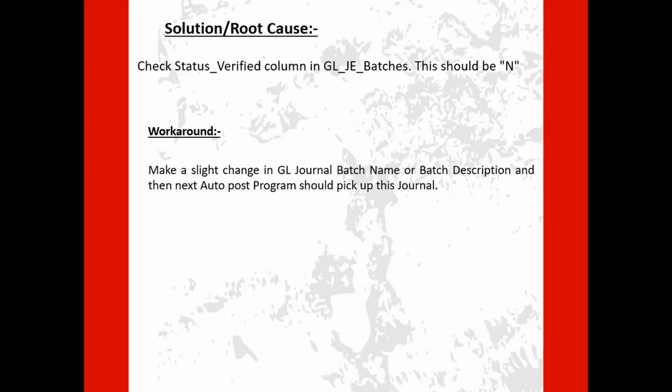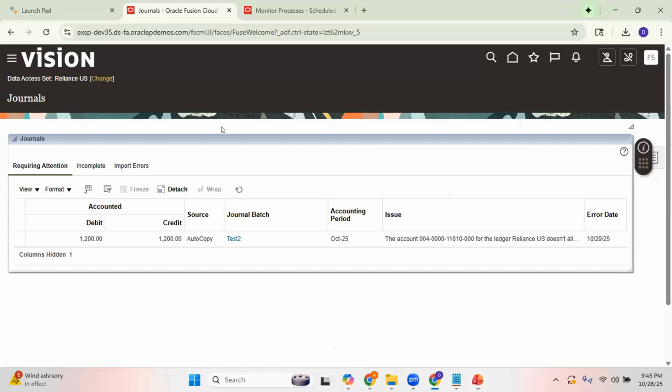Whenever you make a slight change and save, then behind the scenes an update is triggered on that particular journal batch, and whenever the update is triggered on the journal batch, the STATUS_VERIFIED column will revert back to N. And as long as the STATUS_VERIFIED column reverts back to N, the next run of your Autopost program should be able to pick up that particular journal for posting. Okay. Now let me show you in the current case.